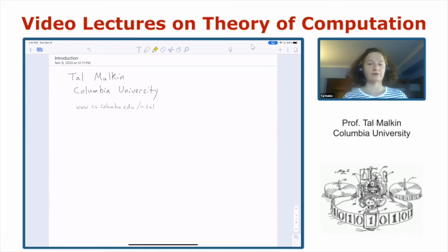I'm a professor at Columbia University in the theory group, as well as in the security group. I got interested in computer science in general, and specifically in theory of computer science, starting from math. I did my undergrad in Israel at Bar Ilan University, where I majored in math and computer science, but math was really the thing I was passionate about. And then I took a class on theory of computation, similar to this class you're taking now, and I really fell in love with computer science.